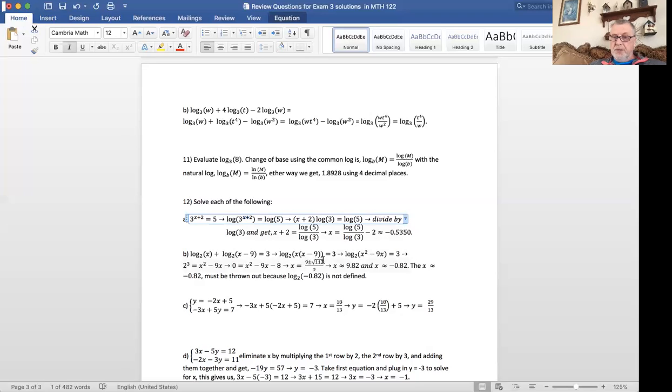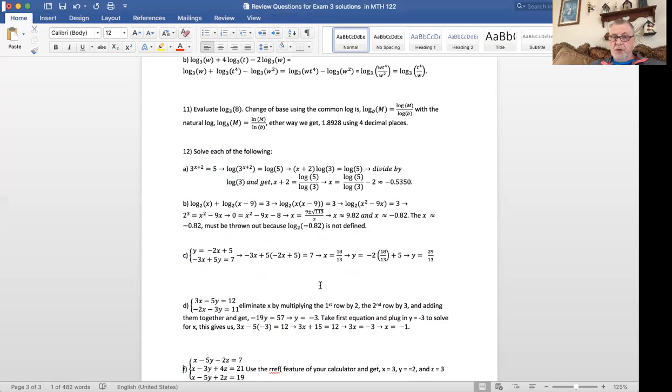Okay. I'm going to use the quadratic formula in B. I have a quadratic eventually, and I'm going to use the quadratic formula. I'm going to round the answer to 2 decimal places for B. So we take this log equation that we have here, log base 2 of x plus log base 2 of x minus 9 equals 3.